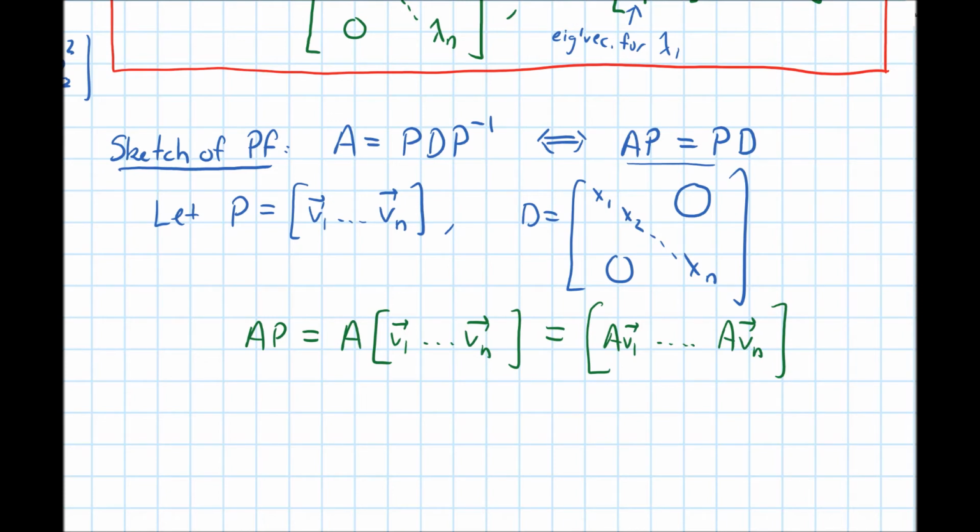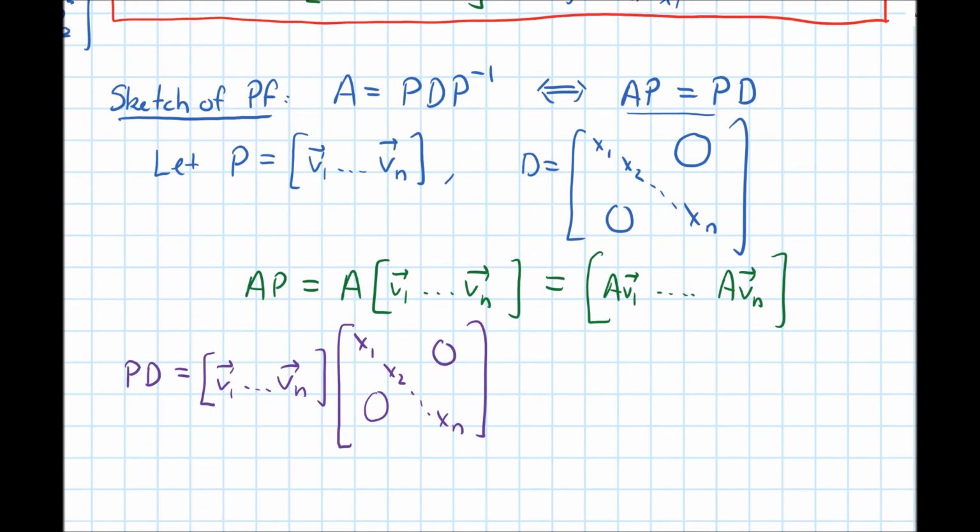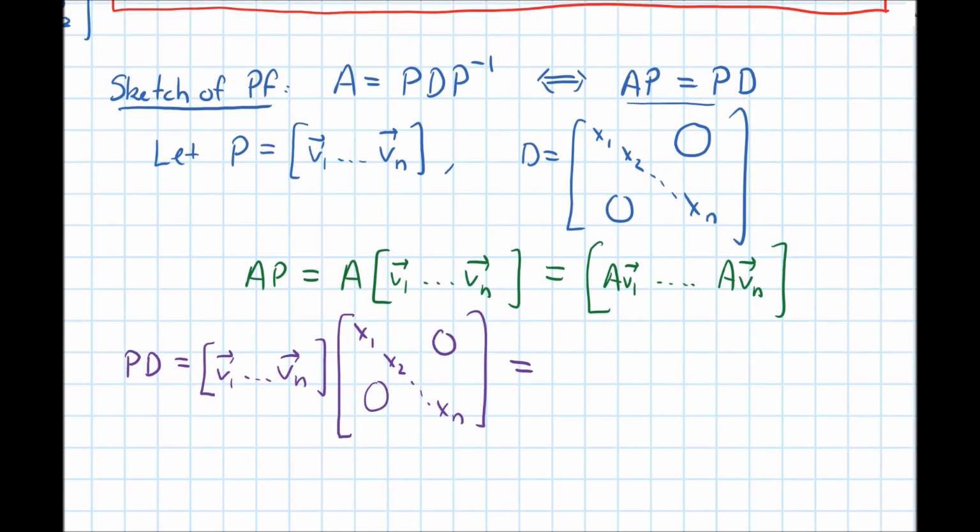Now let's do the right-hand side. Let's do P times D. The matrix P has the columns V1 up until Vn, and D is this diagonal matrix whose entries are x1 and x2 up until xn. Everything below the diagonal is 0, and everything above the diagonal is 0. I want to know what happens when I multiply this out.